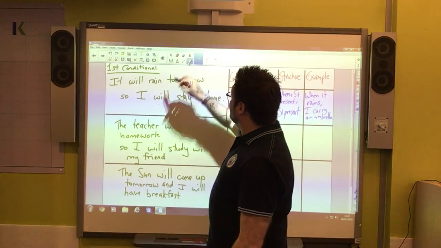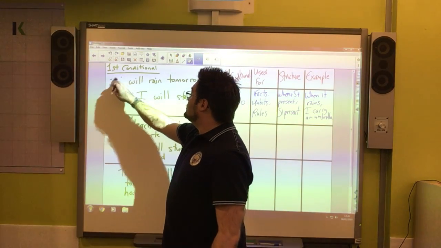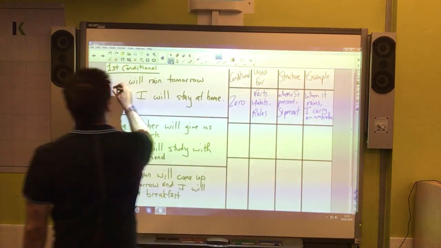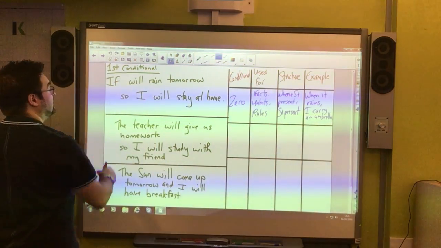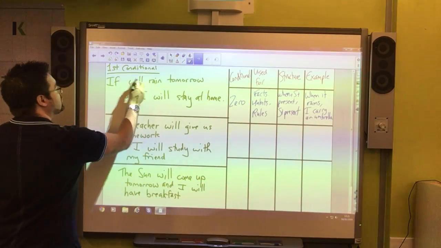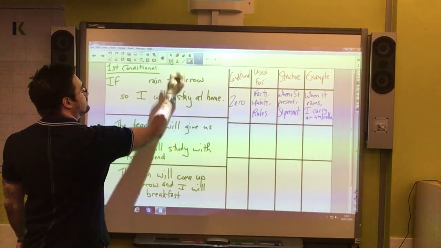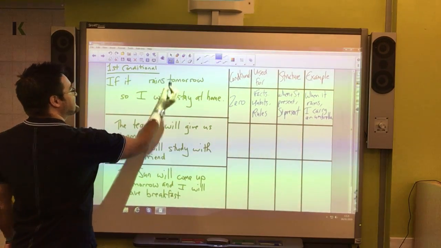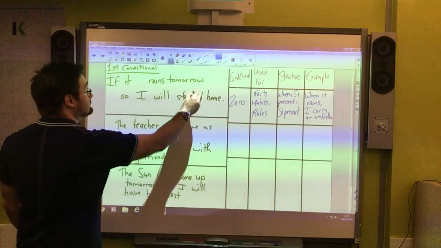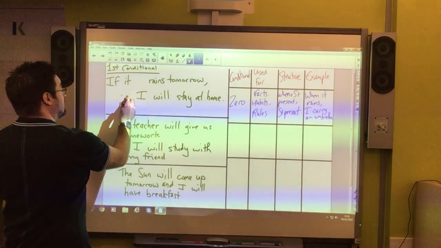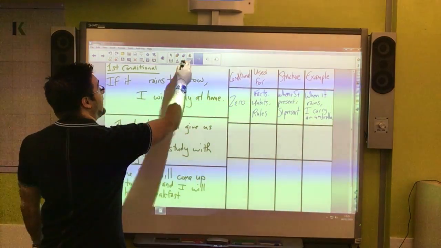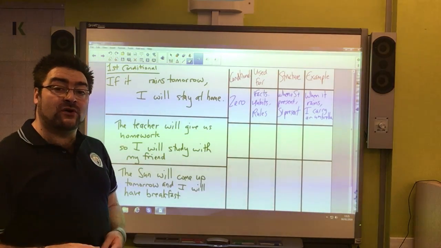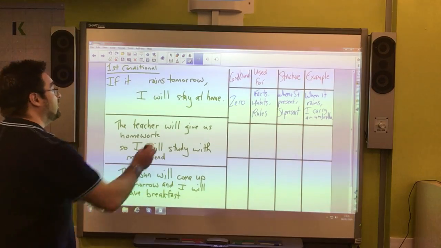Well, first of all, we need to start with if. So we're going to add if in here. We also need to remove the will. So we're saying if it rains tomorrow, remove the so, and you have I will stay at home. If it rains tomorrow, I will stay at home.